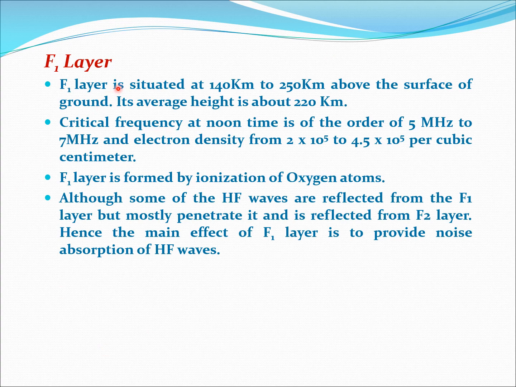Now coming on to F1 layer. F1 layer is 140 to 250 km above the surface of the ground. Average height is 220. Electron density is 2 into 10 power 5 to 4.5 into 10 power 5 per cubic meter. Critical frequency is between 5 megahertz to 7 megahertz. F1 layer is formed by the ionization of oxygen atoms. Although some of the high frequency waves are reflected from F1 layer, mostly they penetrate and are reflected by the F2 layer. Hence, the main effect of F1 layer is to provide noise absorption of high frequency waves.